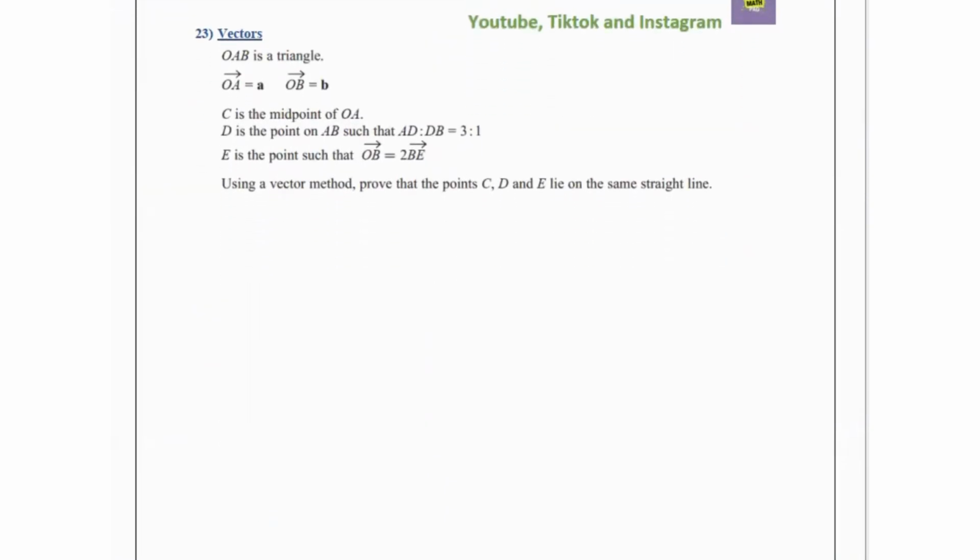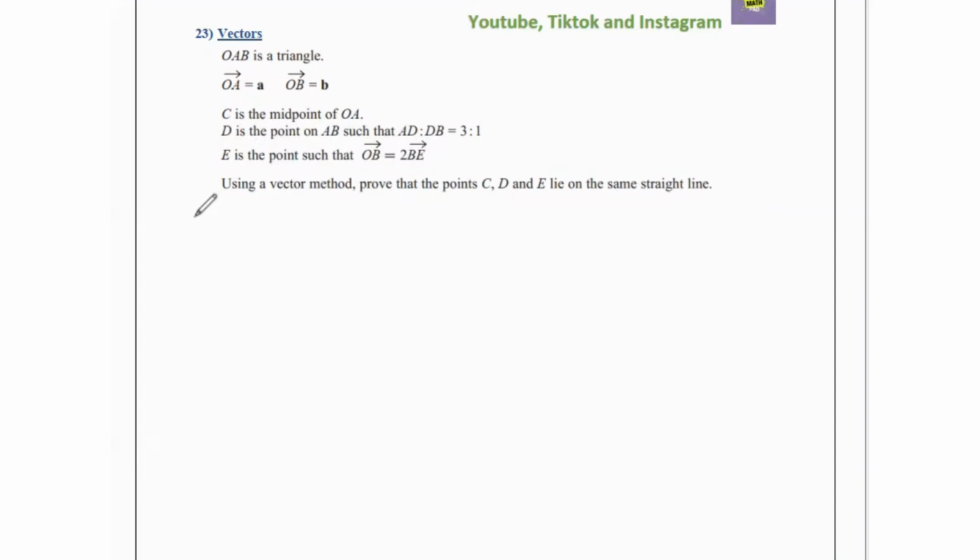Then it says OAB is a triangle. Vector OA is A, vector OB is B. C is the midpoint of OA. D is the point on AB such that AD is to DB is 3:1. E is the point such that OB equals 2 times BE. Using a vector method, prove that the points C, D and E lie on the same straight line.